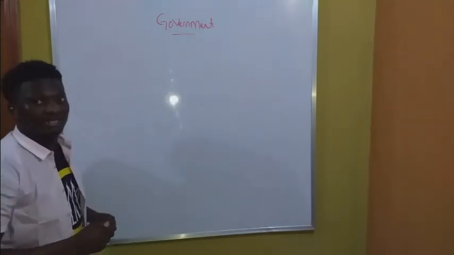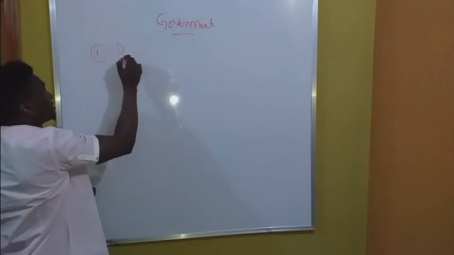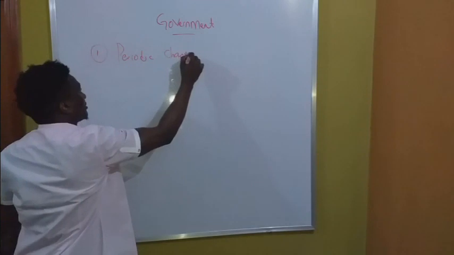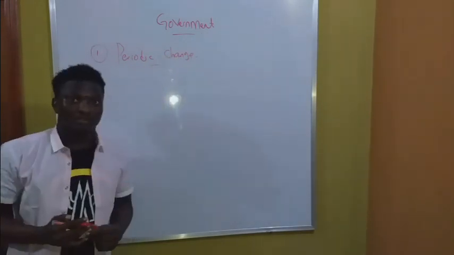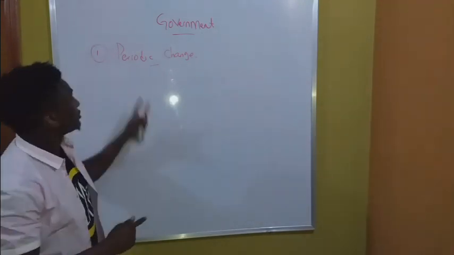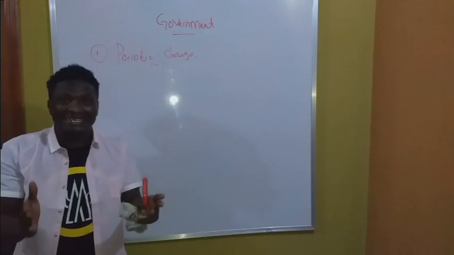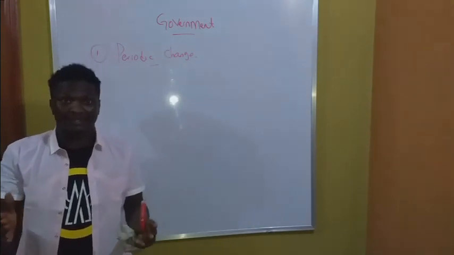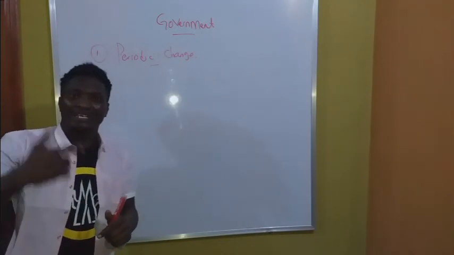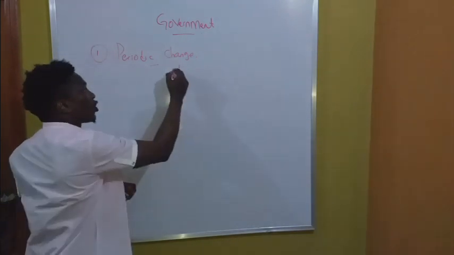Now let us look at the attributes of government. Number one, periodic change. This is very important, especially for governments in a democratic society. The word periodic is from the word period. Period means happening within a specific time range. Change means removing one government from another. In democratic parlance, it is called a tenure.